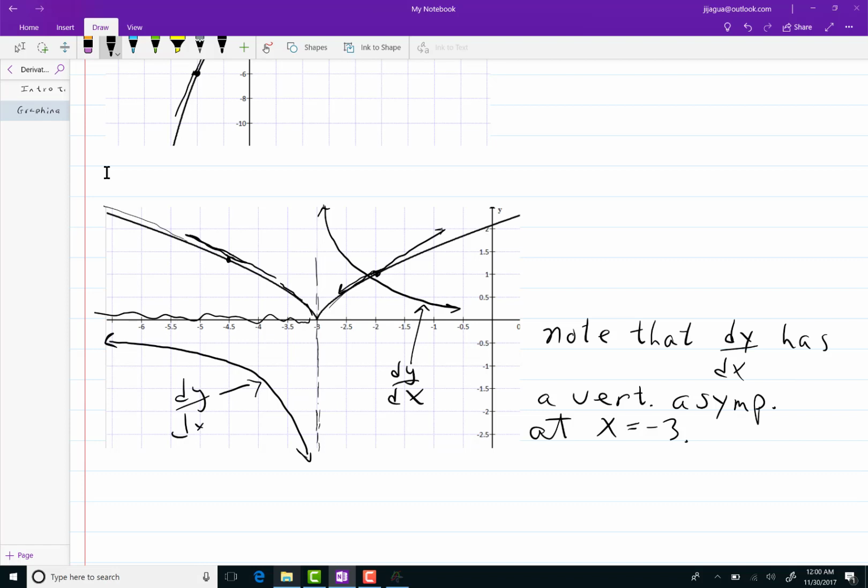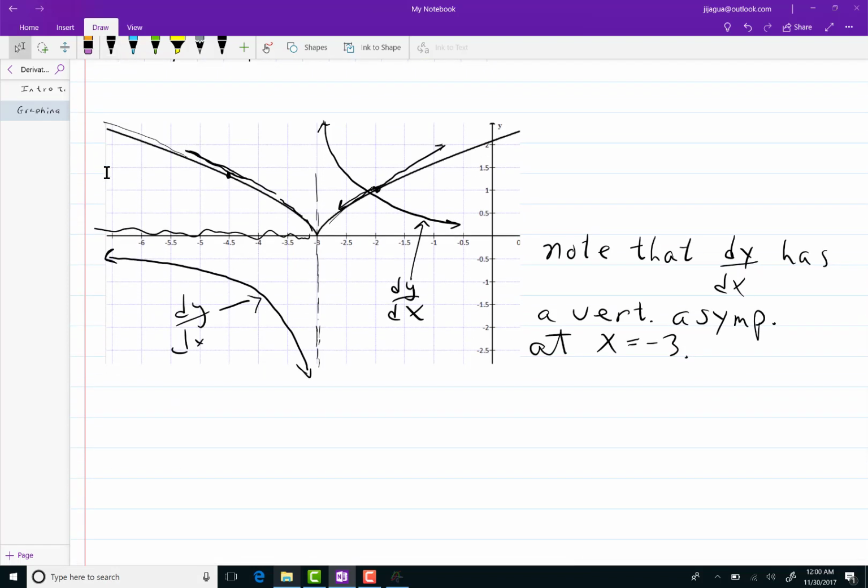So be careful. I tried to use symmetry. In fact, if you look at the original function, it kind of looks like it's symmetric about the line x equals -3. It's sort of like an even function that's been shifted to the left 3 units. Well, its derivative kind of looks like an odd function that has been shifted to the left 3 units, and that's not an accident. You'll see that happens quite a bit.